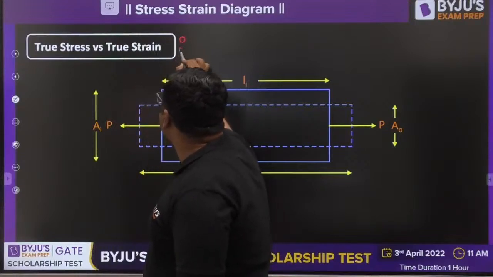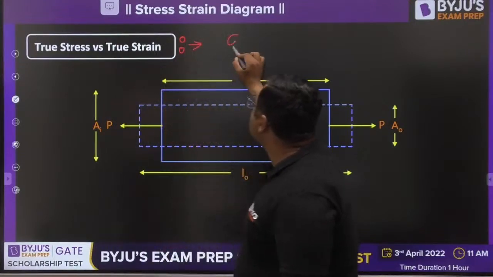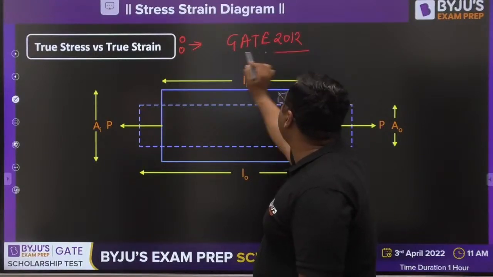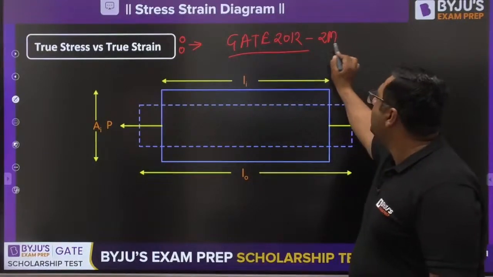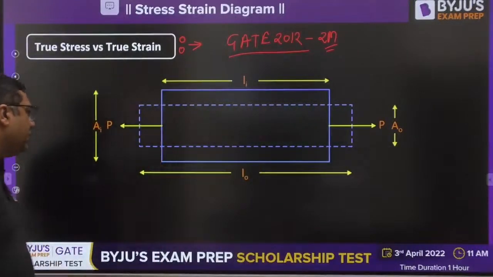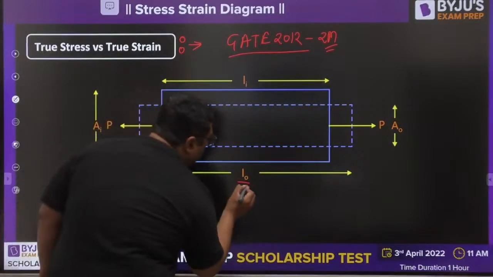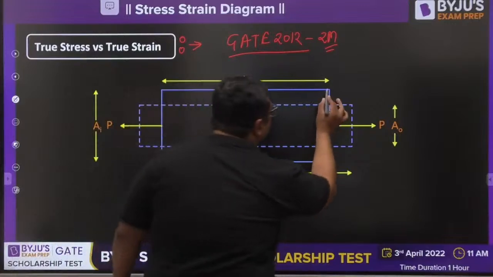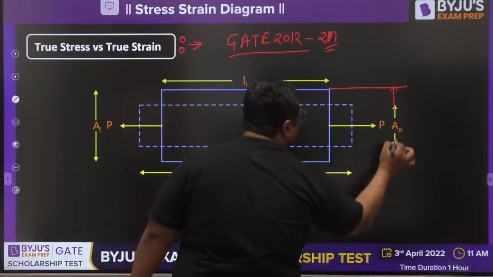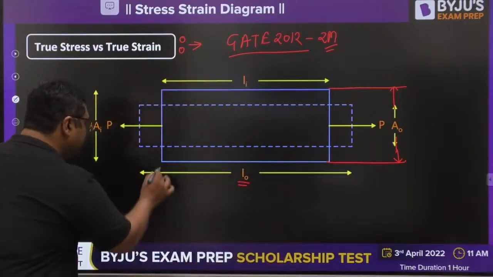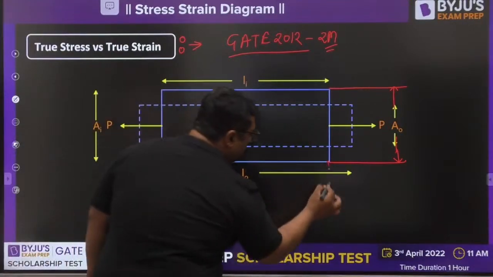Now we are coming to true stress and true strain. This was asked in GATE 2012. In GATE 2012 it came for 2 marks. Okay guys, so now let us say initially we have a member whose length is L0 and area is A0 initially. Okay, so I am making it like this. This is A0, like this. So length is this initially.